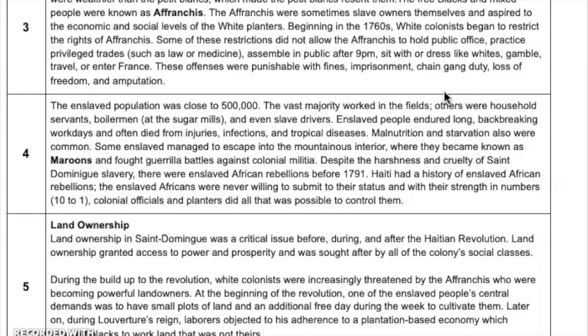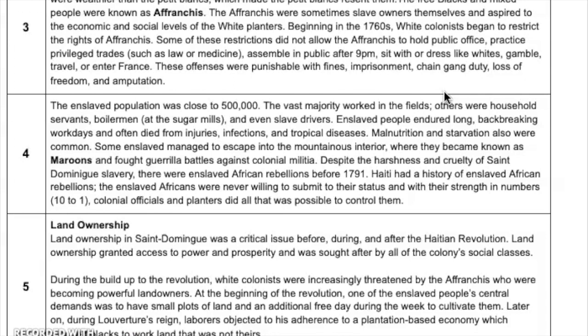Beginning in the 1760s, white colonists began to restrict the rights of affranchis. Some of these restrictions did not allow the affranchis to hold public office, practice privileged trades such as law or medicine, assemble in public after 9 p.m., sit with or dress like whites, gamble, travel, or enter France. These offenses were punishable with fines, imprisonment, chain gang duty, loss of freedom, and amputation.